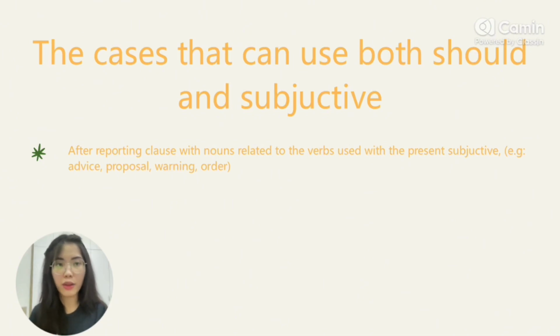Finally, I would like to share a few cases where both should and the present subjunctive can be used in that clause. First is after reporting clauses with nouns related to the verbs used with the present subjunctive. For instance, after nouns like advice, proposal, warning, or order, both should and the present subjunctive can be used. For example, the advice was that he should go, or the advice was that he go. Both can be correct, though the latter is more formal.